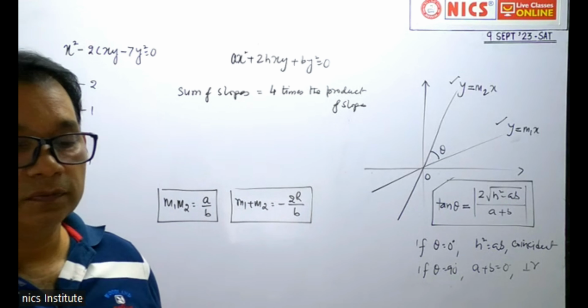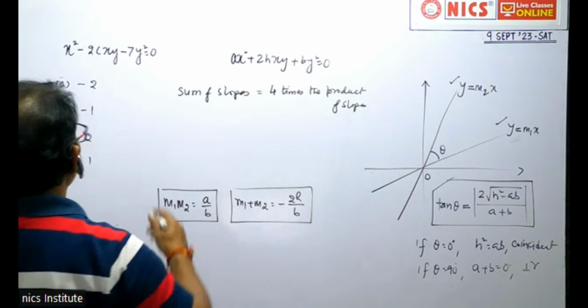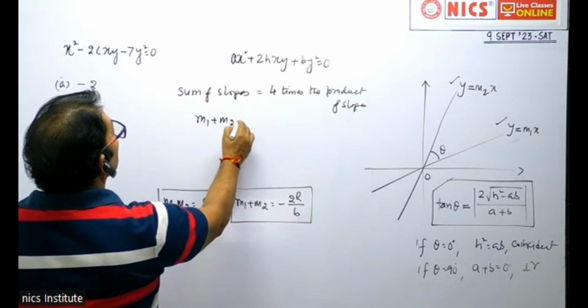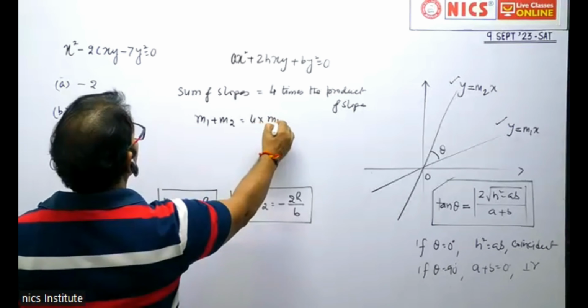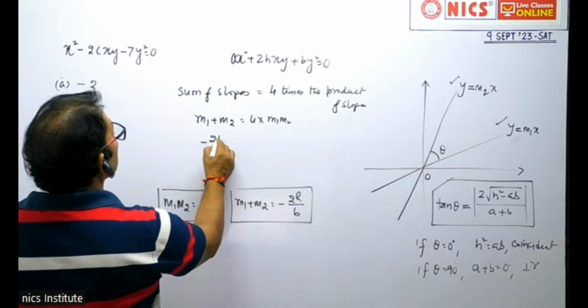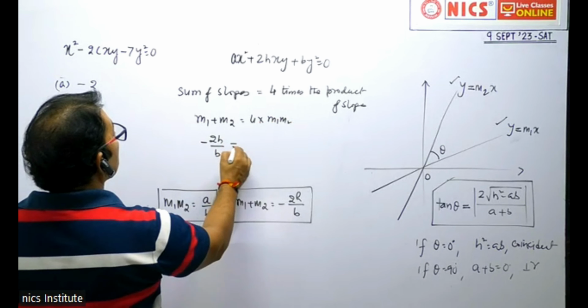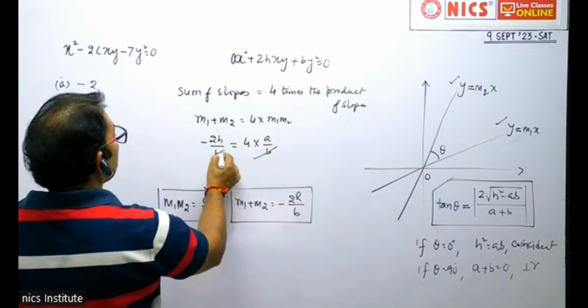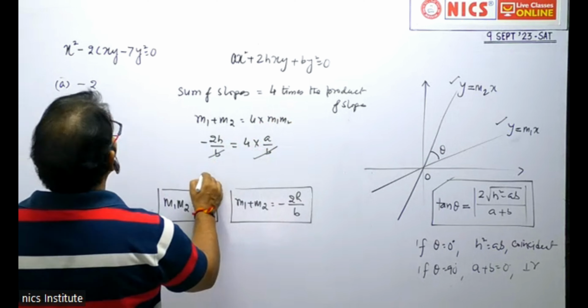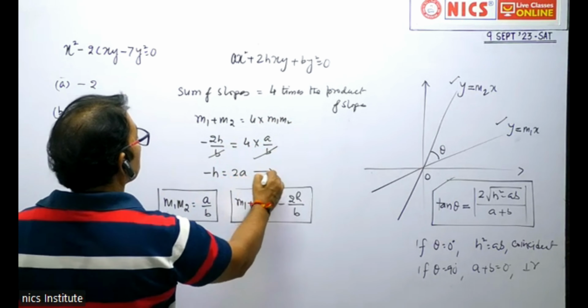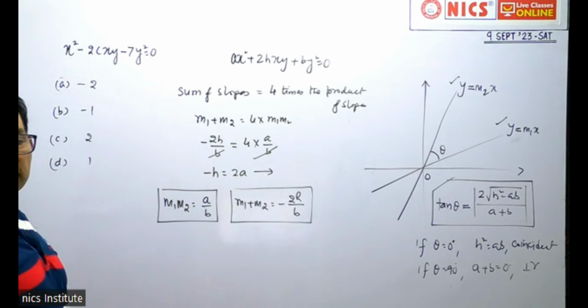Raji says 2. All right. Sum of slopes m1 plus m2 equal to 4 times the product, 4 times m1 m2. Sum of the slopes is minus 2h by b. Product of slopes is a by b. So b cancels out. So we have minus h equal to 2a. So I have to use this one: minus h is equal to 2a.